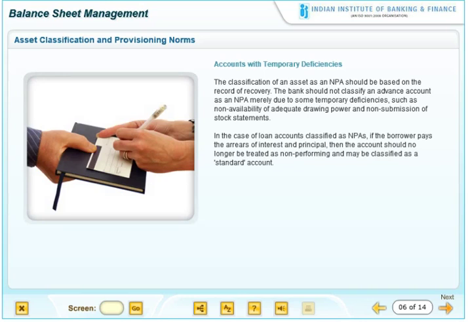The classification of an asset as an NPA should be based on the record of recovery. The bank should not classify an advance account as an NPA merely due to some temporary deficiencies, such as non-availability of adequate drawing power and non-submission of stock statements. In the case of loan accounts classified as NPAs, if the borrower pays the arrears of interest and principal, then the account should no longer be treated as non-performing and may be classified as a standard account.